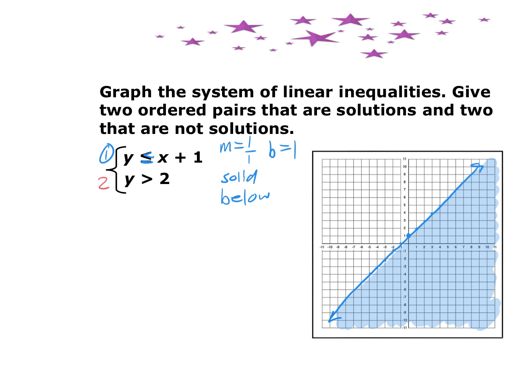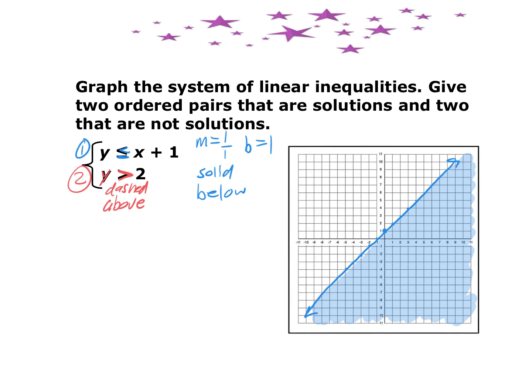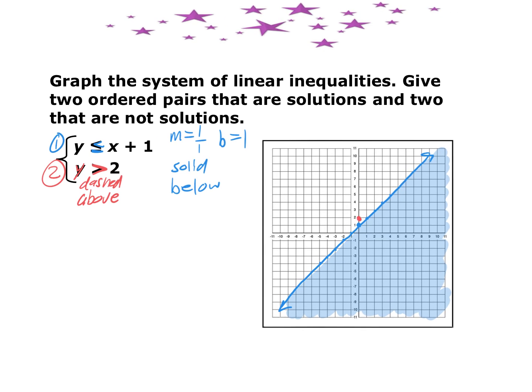Okay, our red line is going to be a horizontal line. I know that it's a horizontal line because I only see a y and I don't see an x. Because it is greater than, it's going to be shaded above. And because it is a strict inequality, it's going to be dashed. So dashed above is what I'm going for. And our line right here starts at 2 on the y-axis. So then I'm going to draw a dashed line, and I know I'm going to shade above.